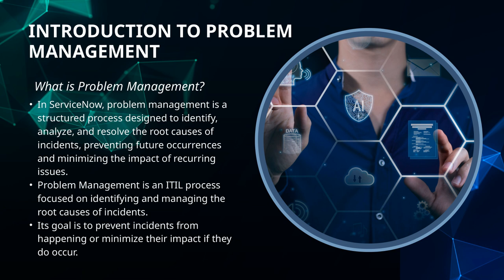The core focus here is on finding the underlying causes of incidents, not just fixing the immediate problem. By doing so, we aim to stop issues before they escalate or recur, ultimately improving the stability and reliability of our services. This process is essential because it helps us move from a reactive approach, simply dealing with issues as they happen, to a proactive one, addressing problems at their source. So, as we progress through this presentation, keep in mind that effective problem management is key to delivering consistent, high-quality IT services and supporting overall business objectives.